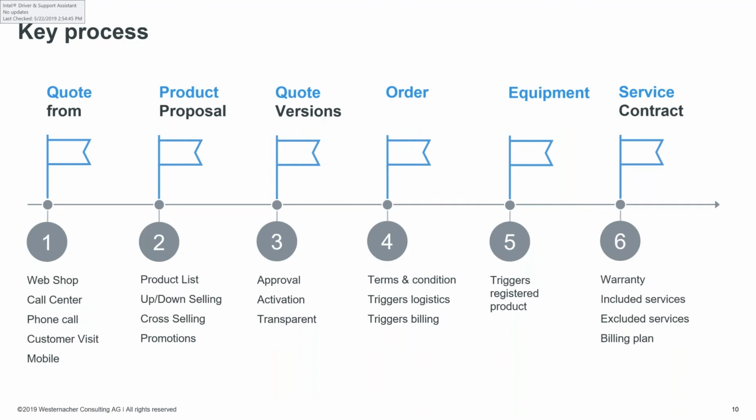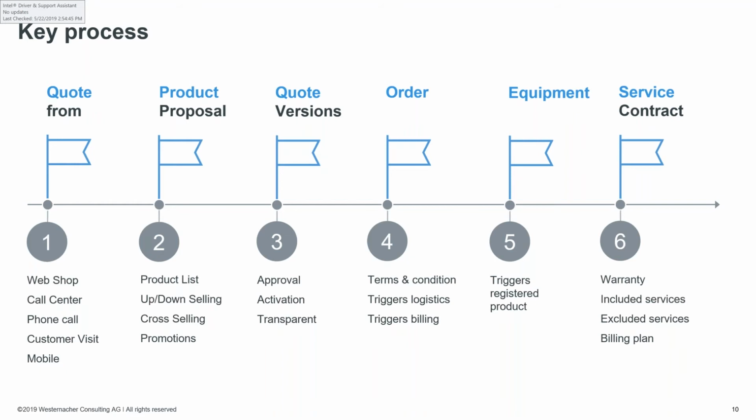Second, the product proposals were done, and that's supporting the work of this sales agent. So we had product lists, we had up-selling, down-selling, cross-selling, promotions would have been possible too. The quote version has to be approved. Actually, we don't need an approval, but I like the approval process because that gives us SOX compliance or internal audit requirements out of the box.